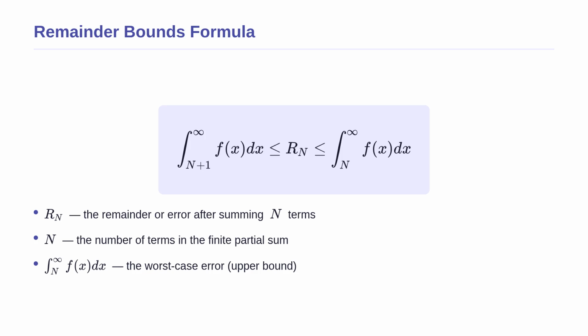By integrating the tail end of our continuous function, we can put a strict upper and lower bound on the remainder. Here, the symbol r sub n represents the exact error between the true infinite sum and our finite partial sum. The variable n is the number of terms we actually added together. The formula states that the worst case error, the upper bound, is the integral starting from n to infinity. The best case error, the lower bound, is the integral starting from n plus 1 to infinity. If we increase n, meaning we add more terms, these integrals get smaller and our error decreases.